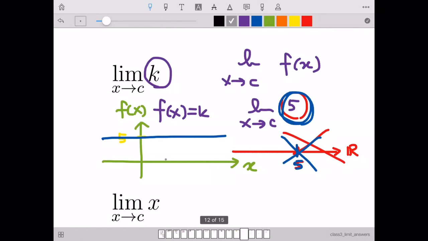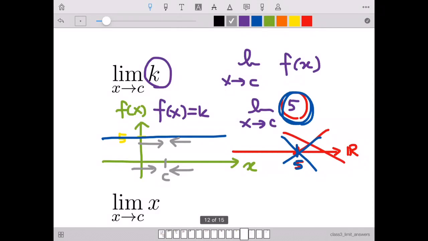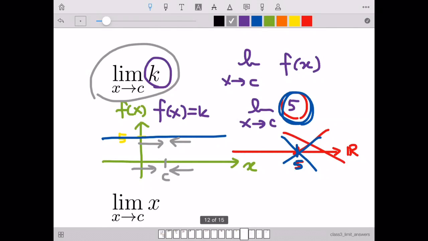So no matter where my c is, as x approaches c, it approaches 5. So the limit of a constant function as x approaches c is that constant. So remember this fact.